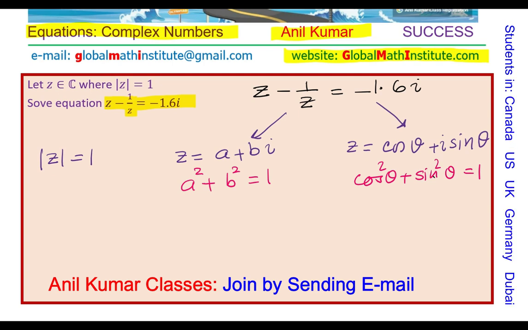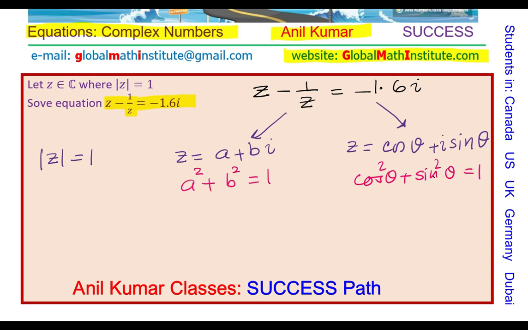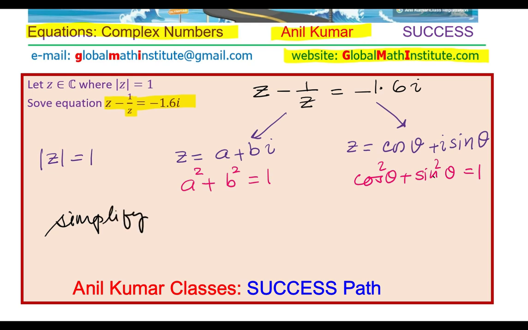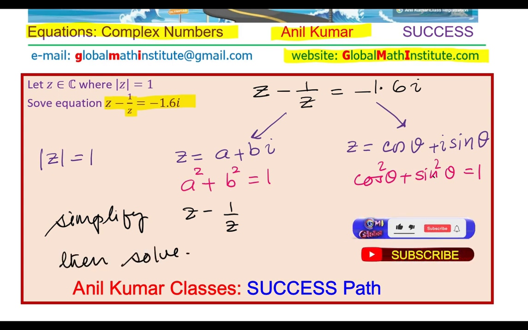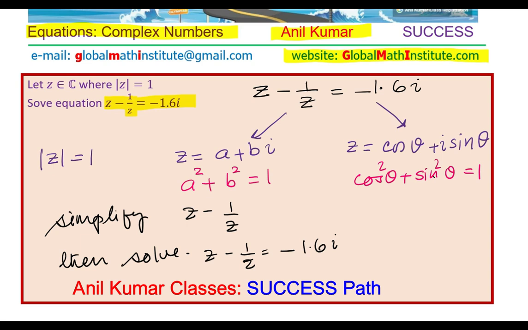What is given to us is absolute value of z, the magnitude of z, that means, is 1. How are you going to solve it? So, a strategy will be, we'll simplify the left hand side, right? So, first we simplify what z minus 1 over z is, right? And then solve. So, whatever this is, we'll equate this to minus 1.6i and then solve. So you understand. So two-step solution, right? And two different methods. That's the beauty.